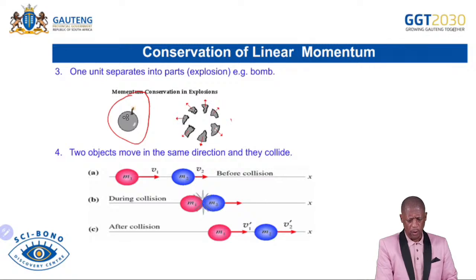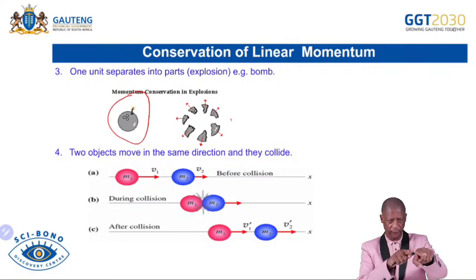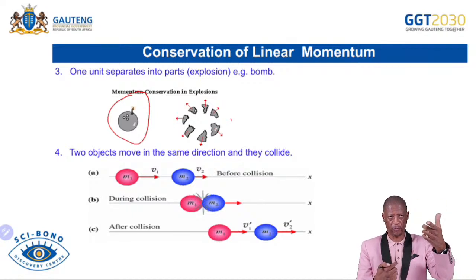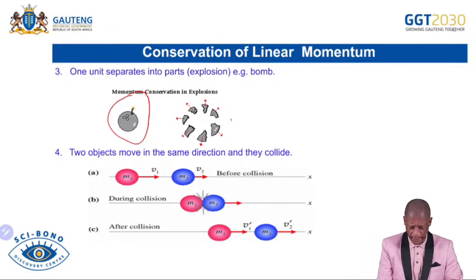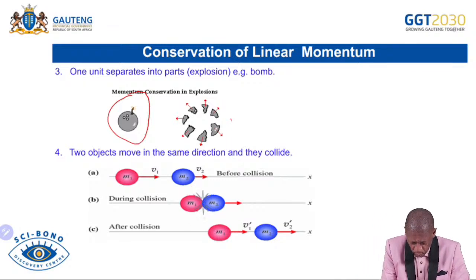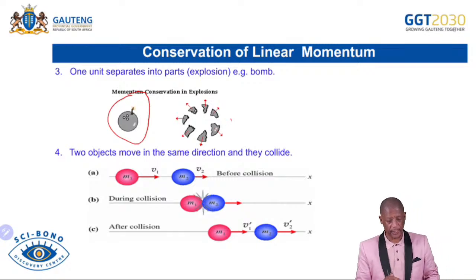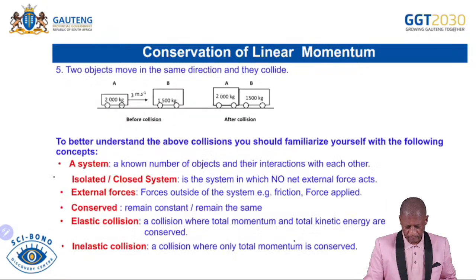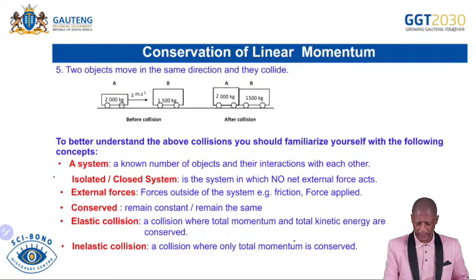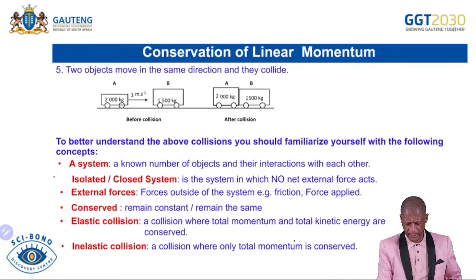Now, the fourth one, with the objects moving in the same direction and they collide. They are moving in the same direction following one another, as the one that we did before, but now they collide here. After collision, they move in the same direction as well. They follow one another after collision, but they don't join together. They just bounce back, but following one another. That is what is happening. That is the fourth one.